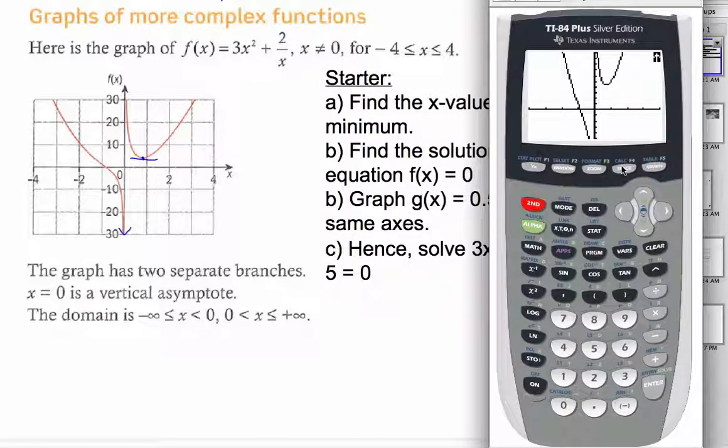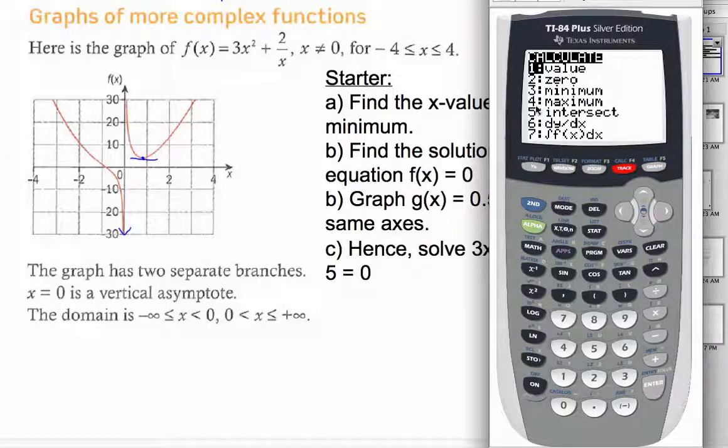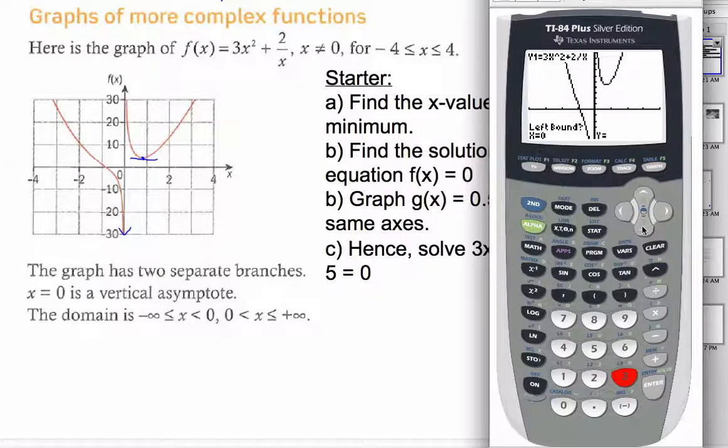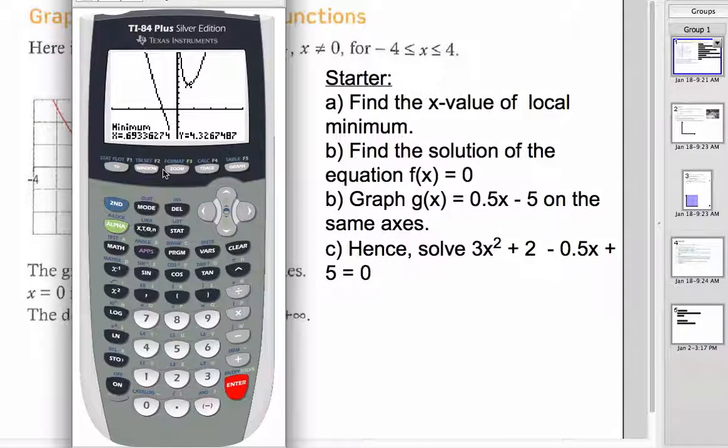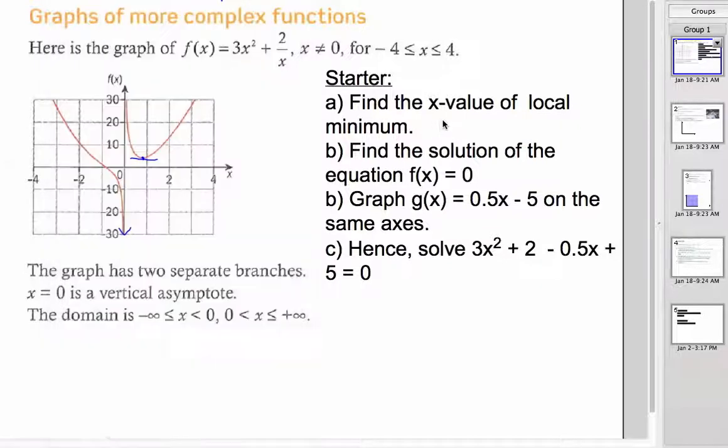So you go to second function, trace, go to minimum, which is number 3, and left bound, right bound. Let's see, I can't see the cursor right now. Okay, that's to the left, and this is to the right, and I'll guess right there. And there we can see the x value at the minimum is 0.693. So that's 0.693, rounded to 3 significant figures.